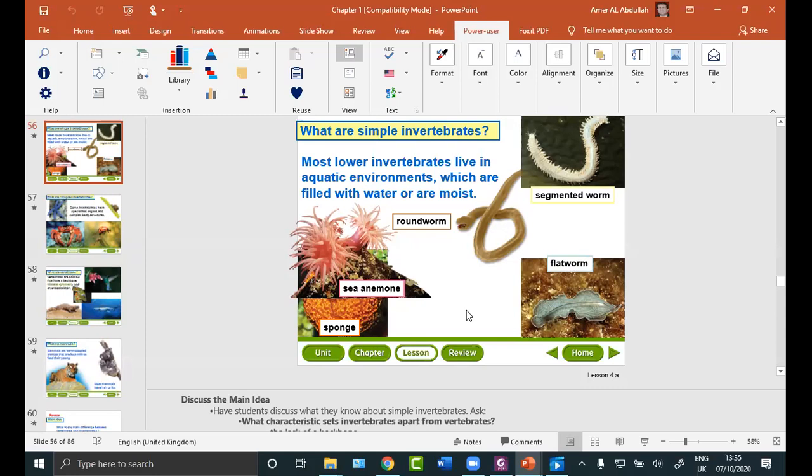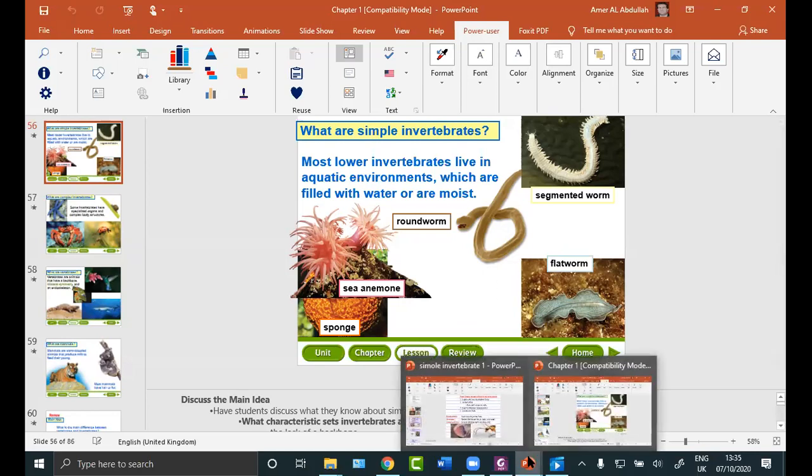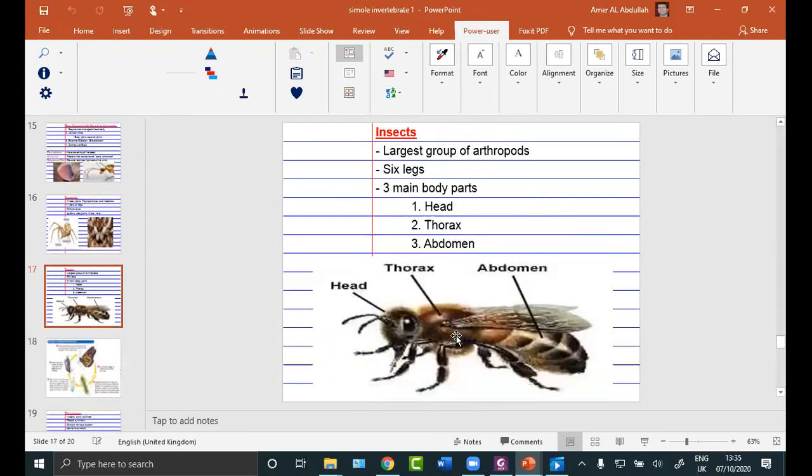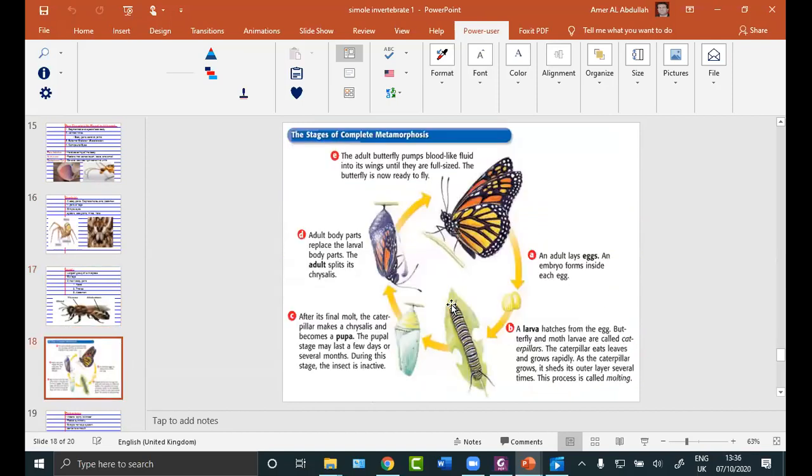The last group, amphibians. It's a bridge between land and water vertebrates. It's defined as an animal that spends part of its life in the water and part of its life on the land. It lives between the land and the water.